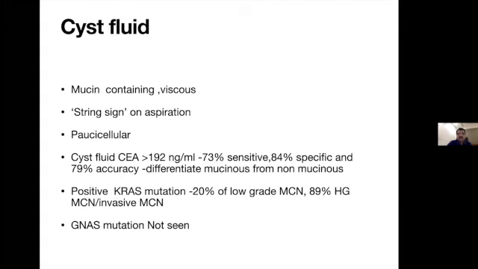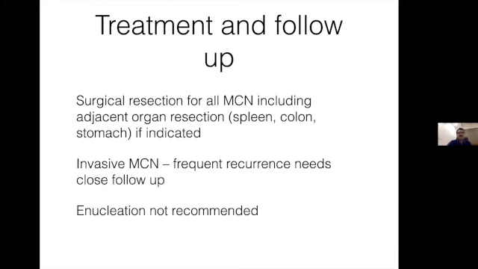If you see KRAS mutation, around 20% of low-grade MCN may show KRAS mutation, but if you do it for high-grade MCN or invasive, it will be to the tune of 90%. But characteristically, the GNAS mutation is not seen in patients with MCN, which is a specific mutation seen in patients with IPMN. So the treatment of mucinous cystic neoplasm is resection.